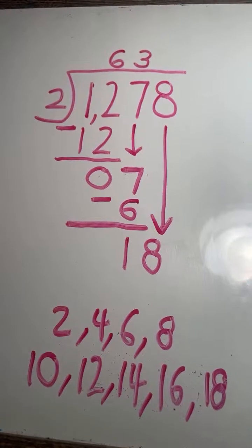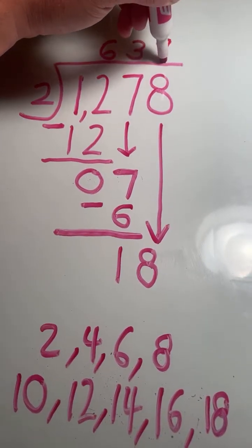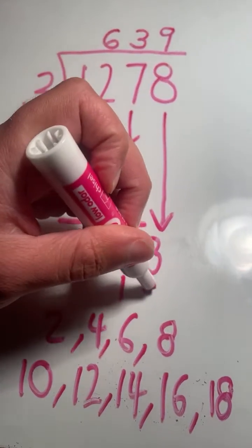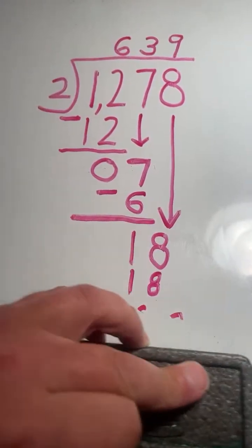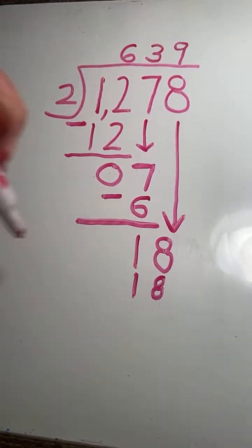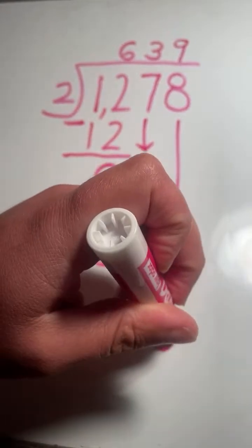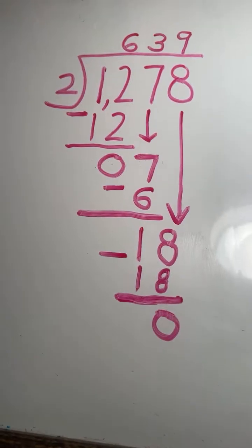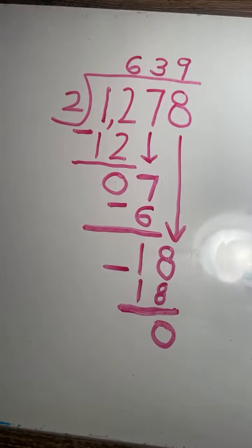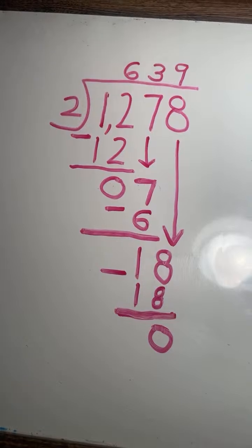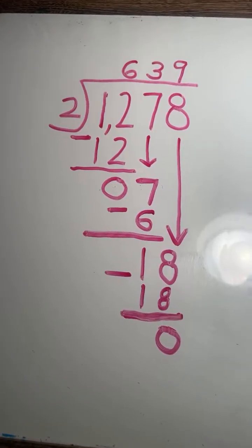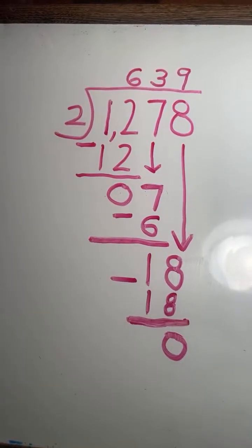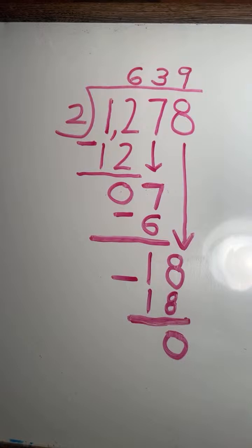So 18 divided by 2 equals 9. Counting by 2s, I ended up landing right on 18. So I'm going to do 18 minus 18. And we have no remainder. 18 minus 18 equals 0, no remainder. So we have our final answer now, 1,278 divided by 2 equals 639.